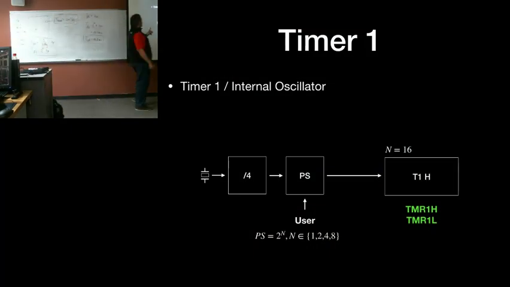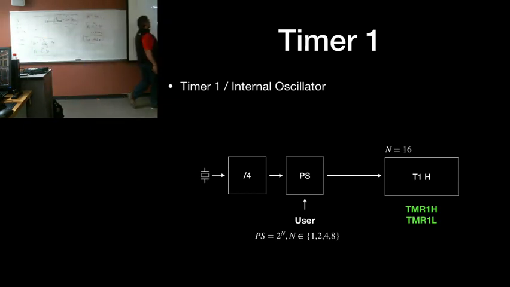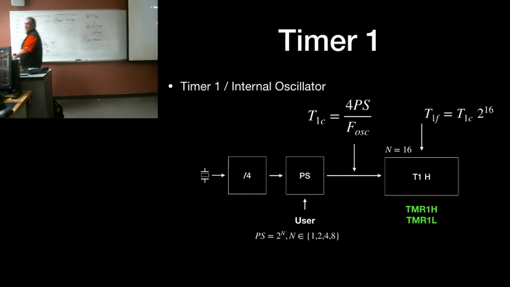Timer 1 is a crystal divided by 4 pre-scale value, but notice you can only divide by 1, 2, 4, and 8. You do not have more than those 4 options, and your timer is fixed at 16 bits. You can't change that. All right? So here's what I'm going to do. I'm going to go through this fairly quickly. Let me know if we're going too fast.